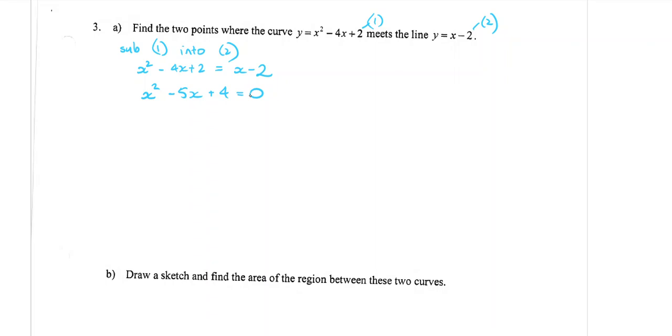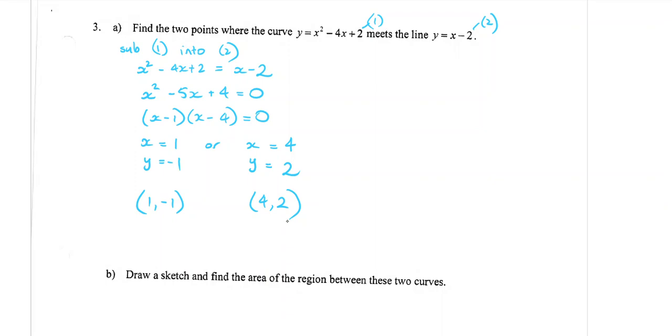Factorising the trinomial, what times to give positive 4 and adds to give minus 5? Yep, minus 1 and minus 4, which means x equals 1 or x equals 4. Once you find the x's, remember to come back and find the y's. Let's put it into this one again. So it'll be 1 minus 2, which is minus 1. Sub the 4 in. 4 minus 2 is 2. And I like to write them as points because they are points of intersection. So (1, minus 1) and (4, 2).